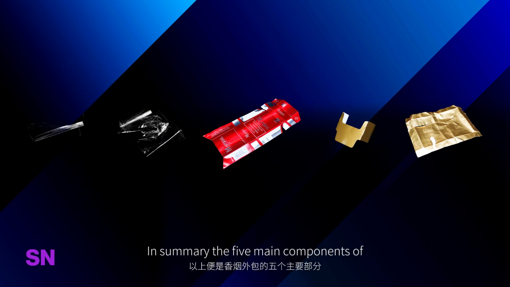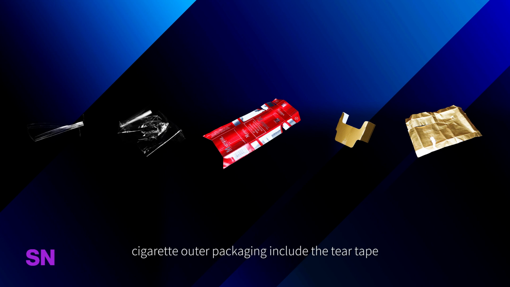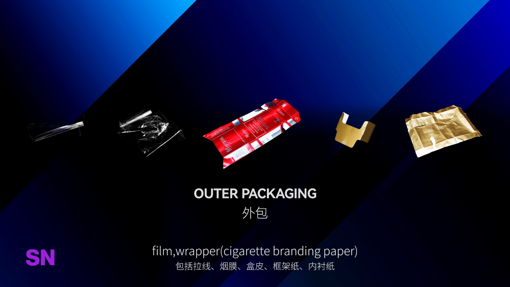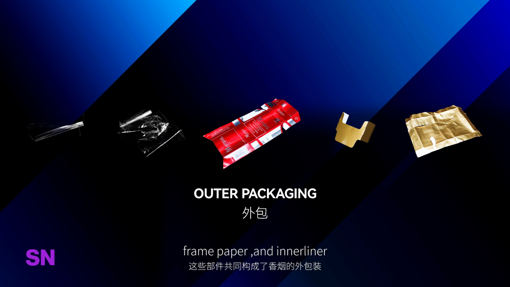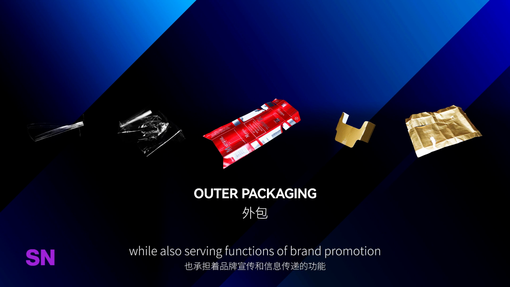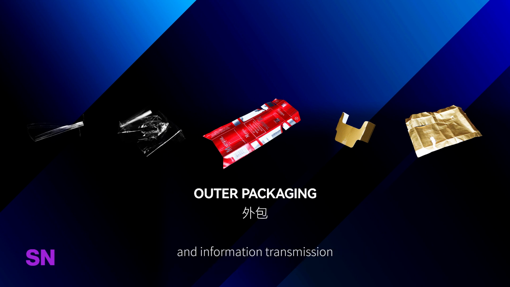In summary, the 5 main components of cigarette outer packaging include the tear tape, film, wrapper, cigarette branding paper, frame paper, and inner liner. These components work together to protect the cigarettes, while also serving functions of brand promotion and information transmission.